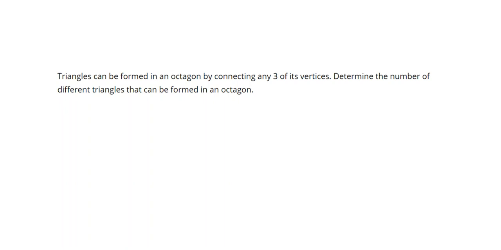So this one says triangles can be formed in an octagon by connecting any 3 of its vertices. Determine the number of different triangles that can be formed in an octagon. Okay, so let's draw an octagon. There's my octagon. If you want, take a second, pause it and draw yours too. I put little green dots there to show the vertices a bit better, because my octagon wasn't so great. But the question is saying, how many triangles can be formed out of this, right?